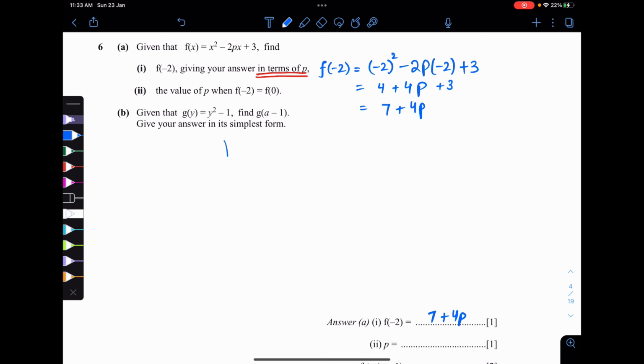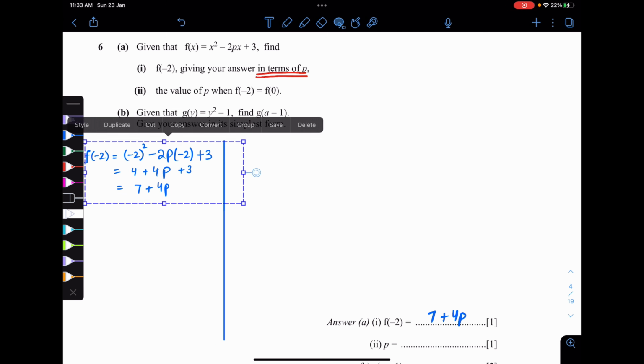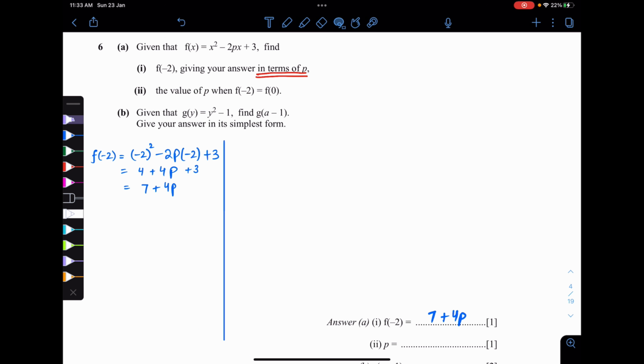The second part requires a little bit of working, so let's do it over here. In fact, we should have done this working over here as well. Okay, so this is A1.